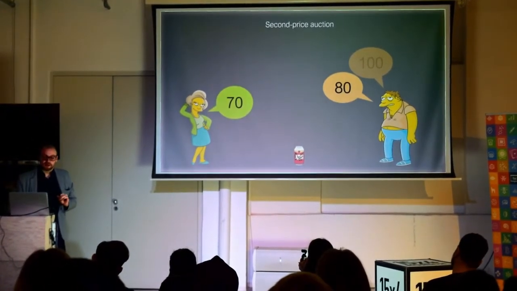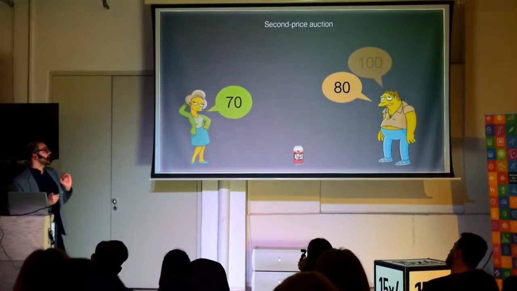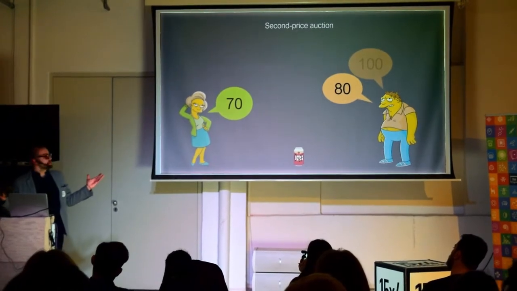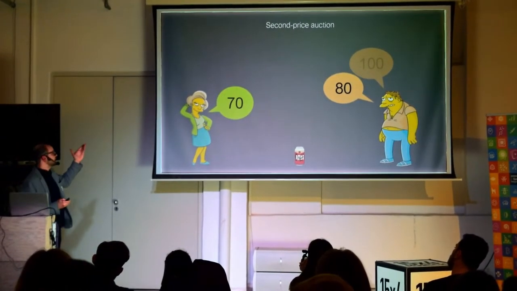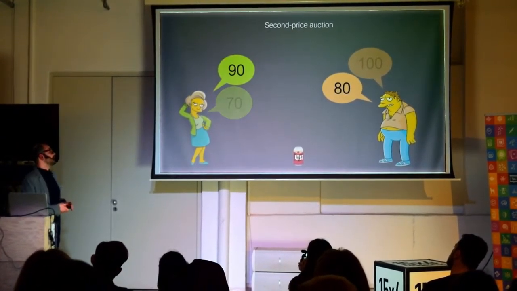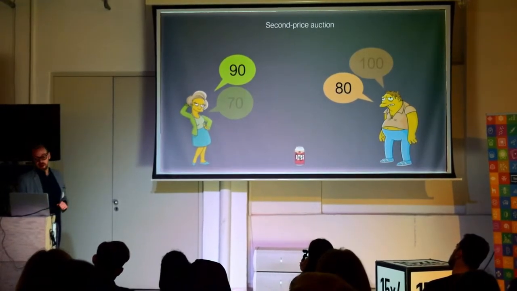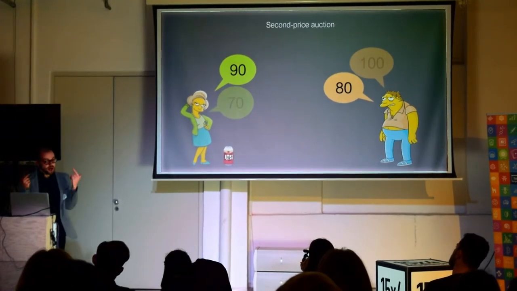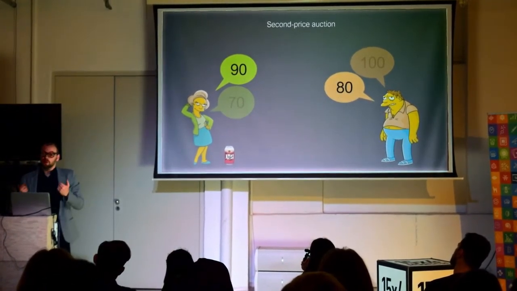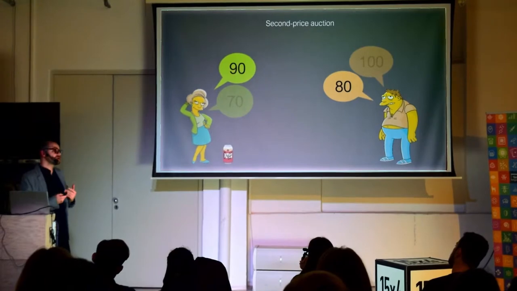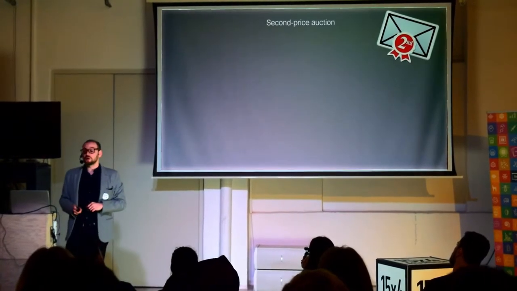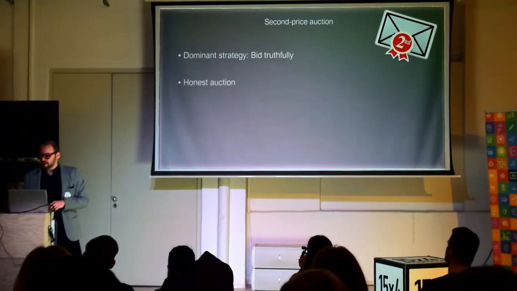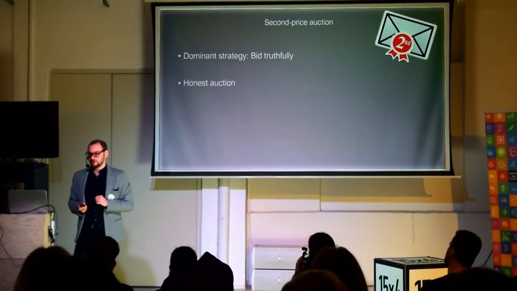And the other situation, does it make sense for him to underestimate? Well, in this case, nothing changes. He's still the winner with the highest bid, he still pays 70. But what if Edna had been put higher here? Barney loses the object, although he would have been willing to pay even 100 for it. So underestimating is not a good strategy either. The only good strategy, the dominant strategy, is to bid truthfully. That's why it's called an honest auction.